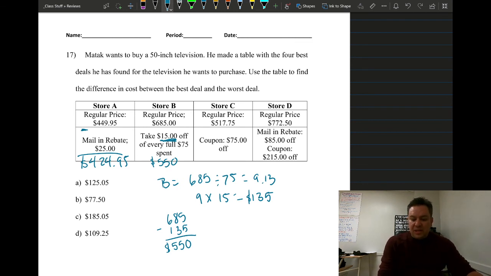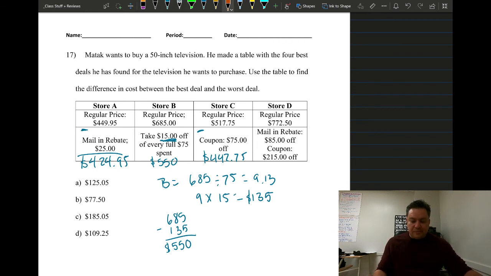Store C, 517.75 with $75 off. Again, subtract that. 517.75 minus $75 and you get $442.75 for store C. Should have done that in a different color, but that's okay.